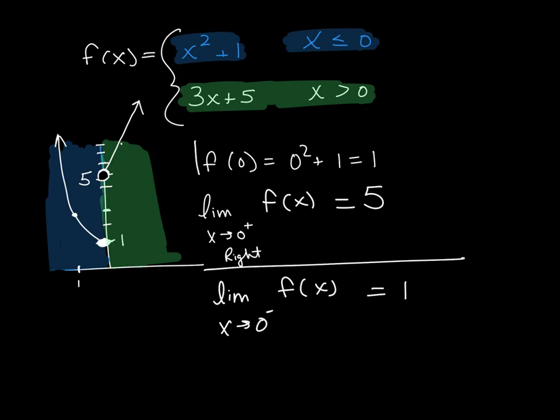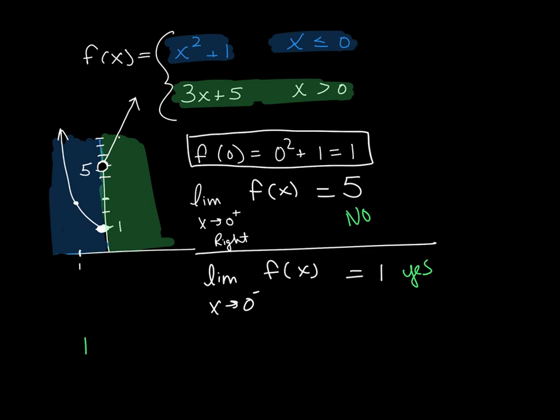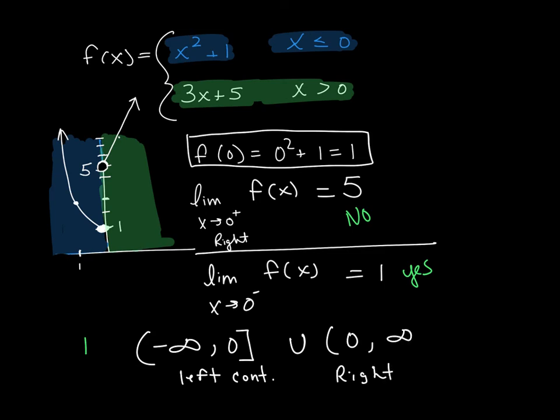Now, as I look at this, remember, for it to be continuous, the limit has to equal the f of x value. So this is no, and this is yes, because the 5 does not equal 1. The 1 is equal to 1. Now, how I'd write where the function is continuous, I would say the function is continuous from negative infinity to 0, continuous at 0 from the left, but from the right it is not continuous, and it goes all the way up to infinity.